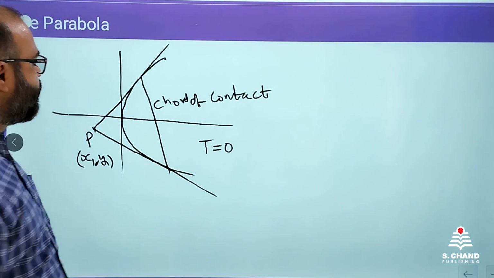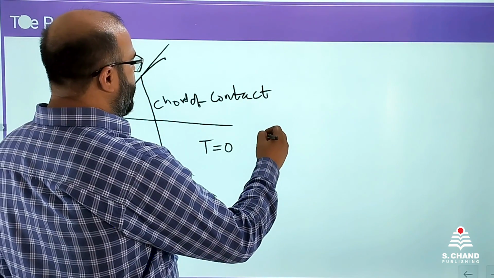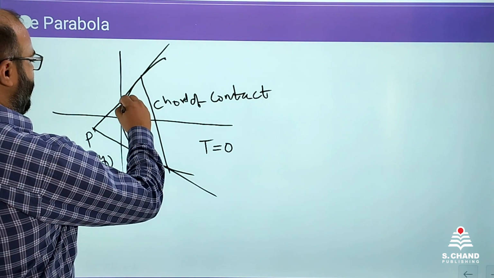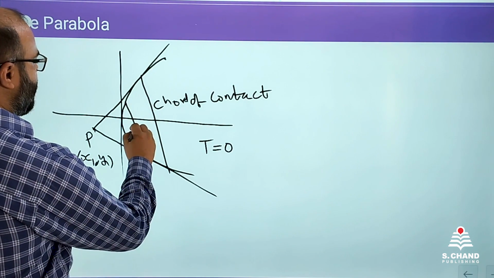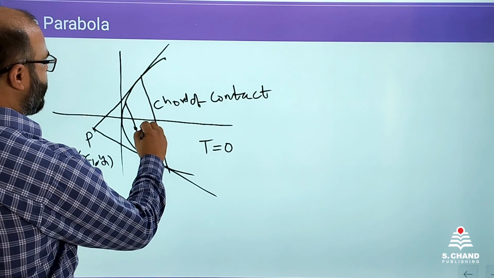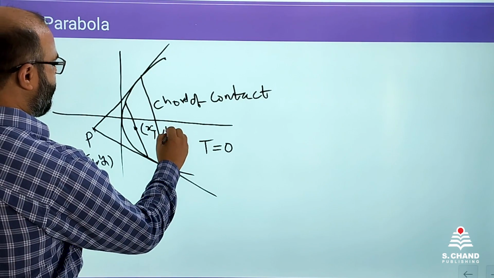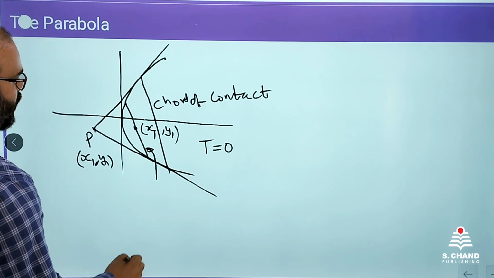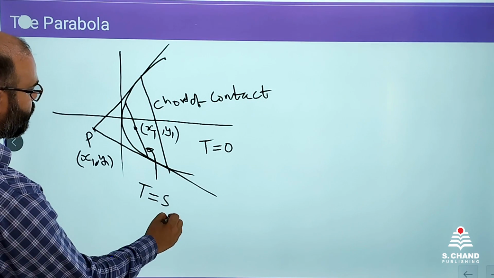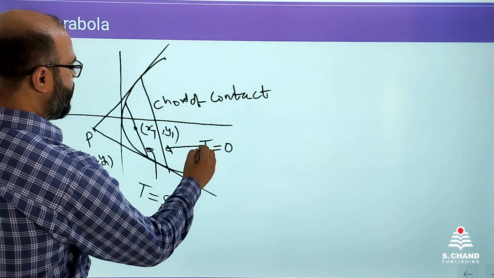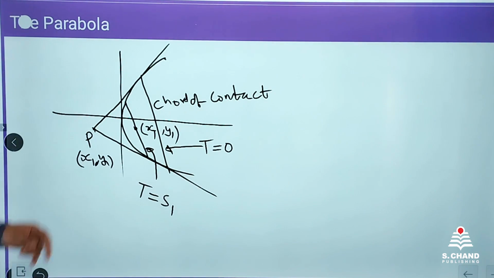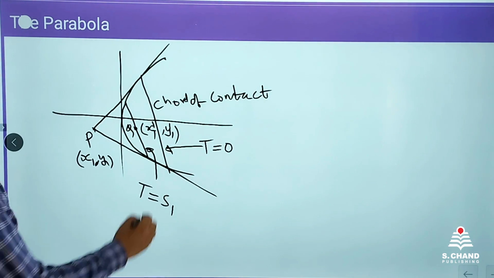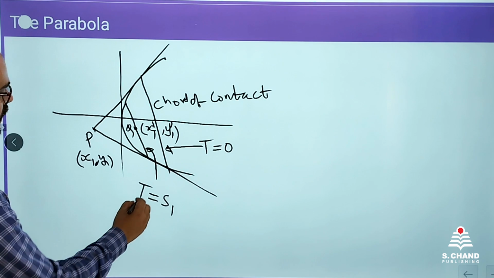So the same T = 0 can represent the equation of a tangent if the point is on the parabola, and the same T = 0 can represent the equation of the chord of contact if the point is outside the parabola. Now we also have to study the case where there is a chord and its midpoint is given. So I am drawing in the same diagram here. This is a chord and its midpoint is given as (x1, y1), and it is asked what is the equation of this chord. So the equation of this particular chord is T = S1, as the chord of contact was T = 0.